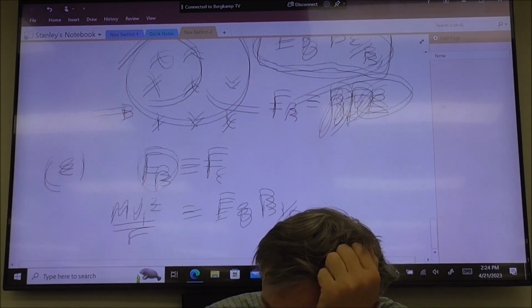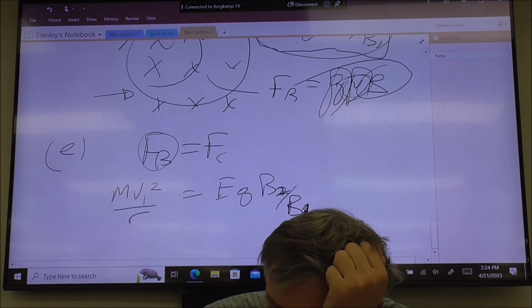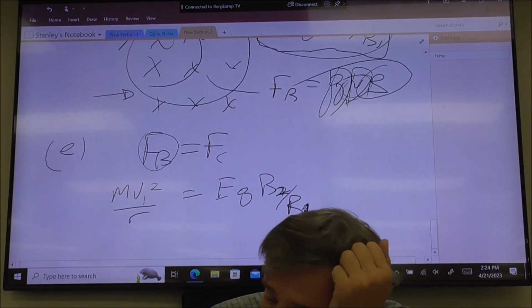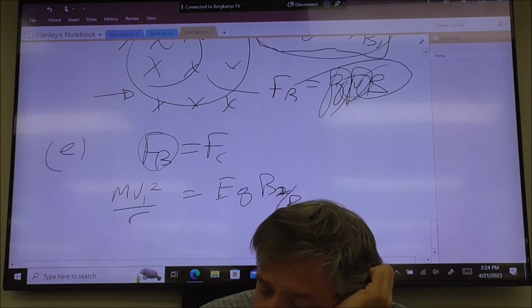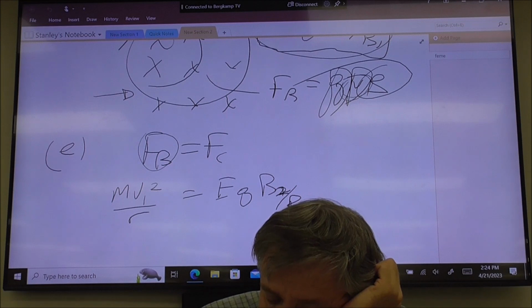My bad. B2 over B1. My bad, I was so lost there for a second. B2 over B1. So what do you want to do? Well, let's cancel out the E over B1. That's velocity, so you can just delete it.